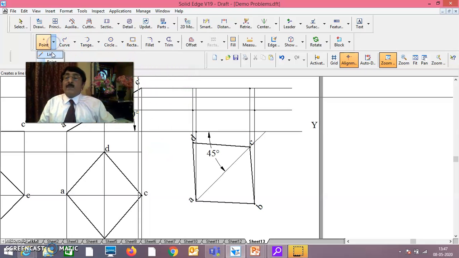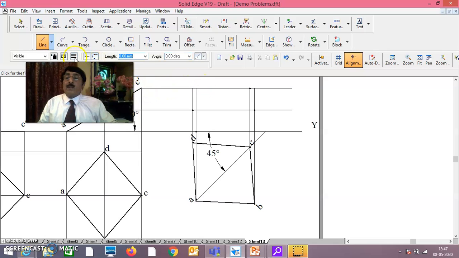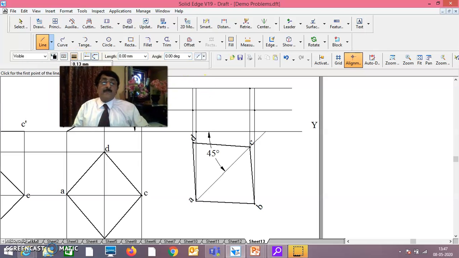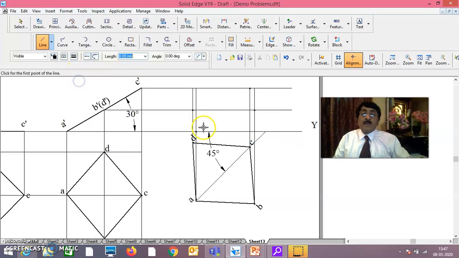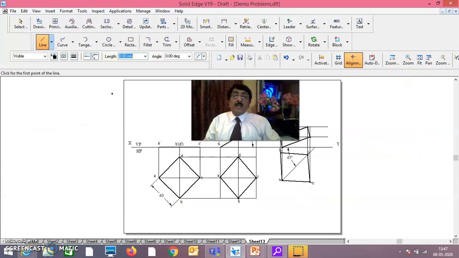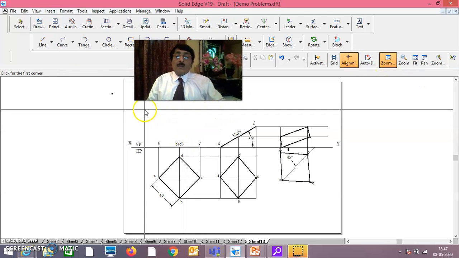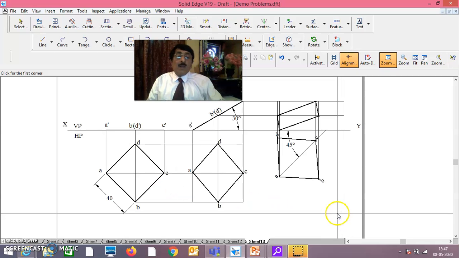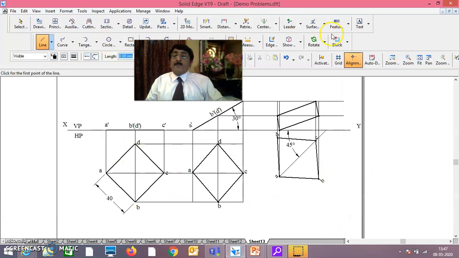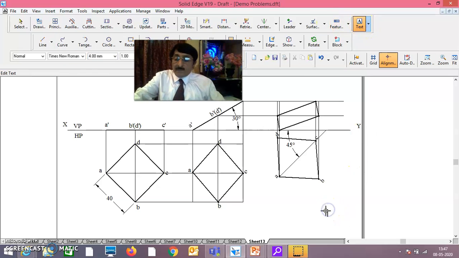Now using the line command, take 0.5. In that way I have done it. Once you do this, this is the problem, and you can name the corners also.